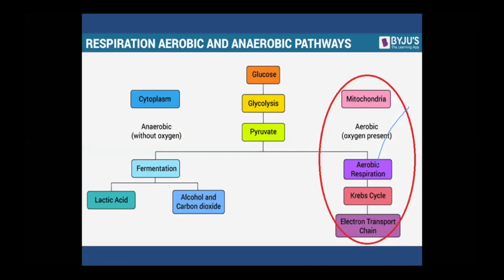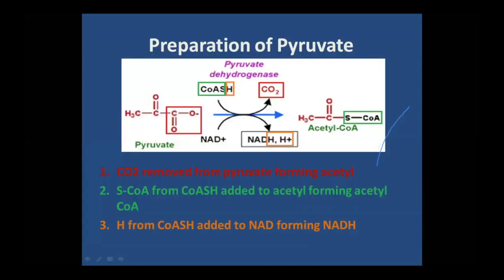Now, if pyruvate enters the mitochondria, where you would have the presence of oxygen, then here we would have the aerobic pathway to be followed, or aerobic respiration. This is what happens actually na familiar tayo, aerobic respiration, kasi ito talaga ang pina-process natin. So we would have the Krebs cycle, the electron transport chain, and chemiosmosis. Now, before we go any further to the Krebs cycle, we still have to prepare pyruvate.